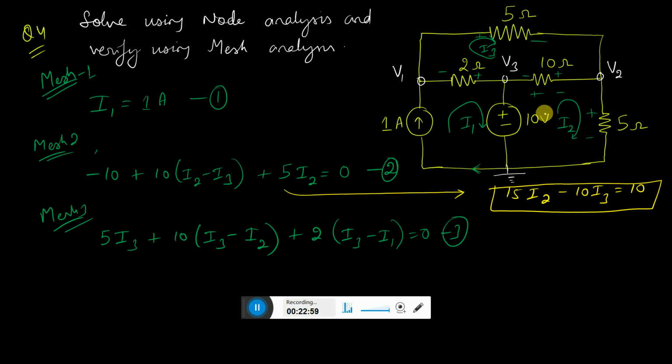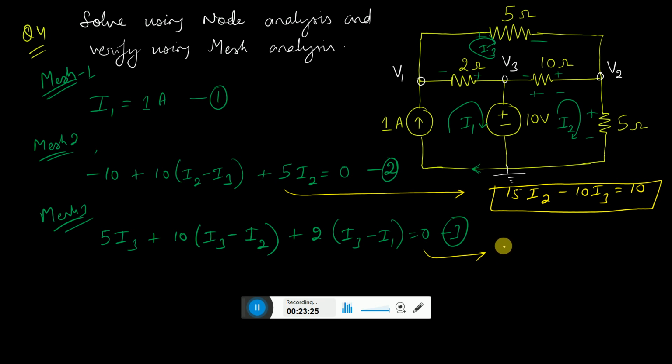In the trick you can say, in mesh 2 how many resistances are there? 10 plus 5, 15. So directly you can write 15 I2. And which mesh is mesh 2 shared with? It is shared with 3, and which resistance? 10. So minus 10 I3. And the voltage which is encountered is minus 10. It will come on the right hand side, it will be 10. So like that you can write it directly also, by the time you practice.